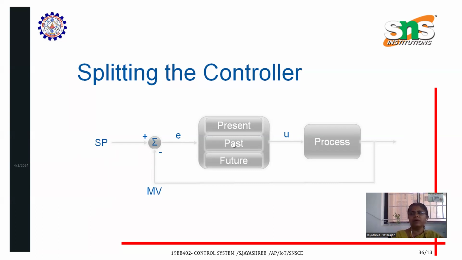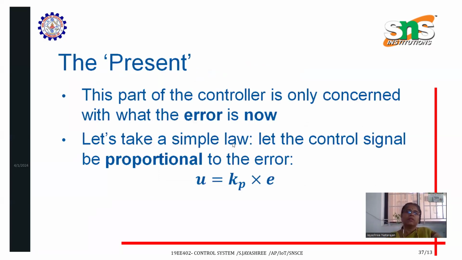For example, if you want to control the temperature of a furnace, the error signal has to be converted into the corresponding valve position. So that is the value U. The value U represents the valve position. This part of the controller is only concerned with what the error is now. Presently, what is the error? We take that as E.